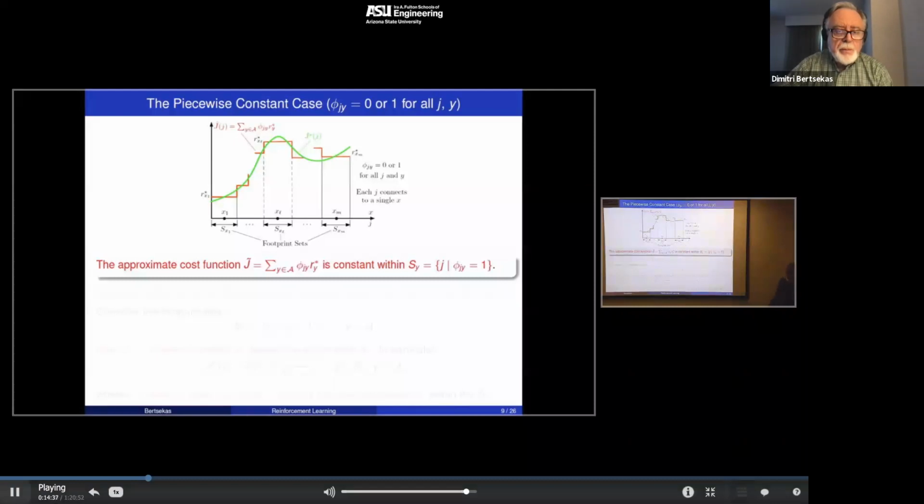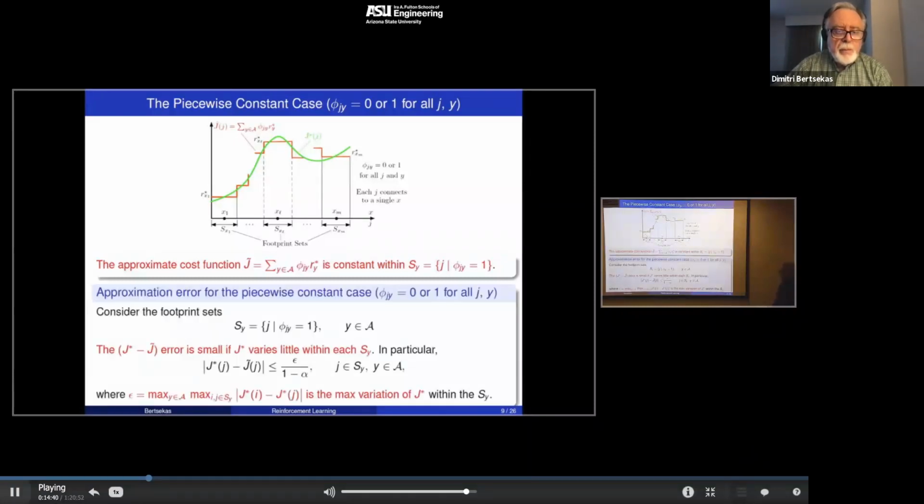Okay, now for this case, there's an error bound. And this error bound is not important because you can calculate it and get some conclusion out of it, but because it is qualitatively expressive of what happens in these approximation schemes. So this gives you the approximation error for this case. And it says that let's consider these footprint sets over which the approximation is constant, and suppose that J star varies little within these sets. Okay? Then the approximation is good in the sense that the error is small.